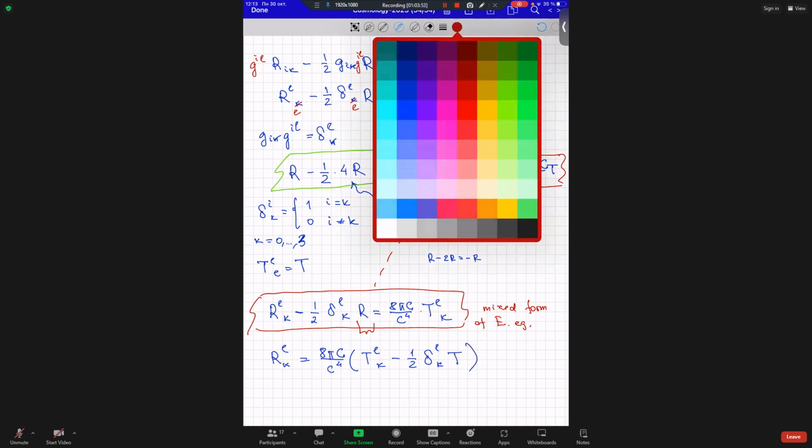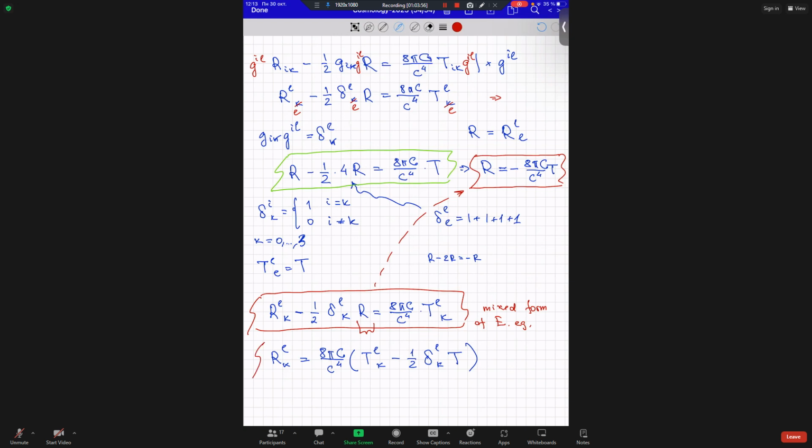So this is also some form of the Einstein equation, which is sometimes convenient. Why? Because, for example, if we have an empty space, why is it convenient? Because on the left side you have only the Ricci tensor, and on the right side you have this combination which is related to matter.